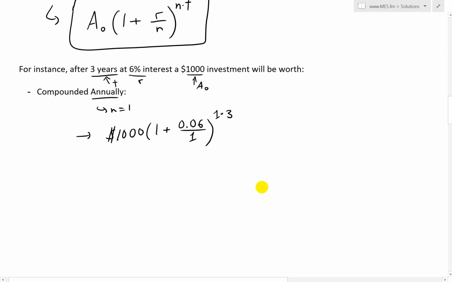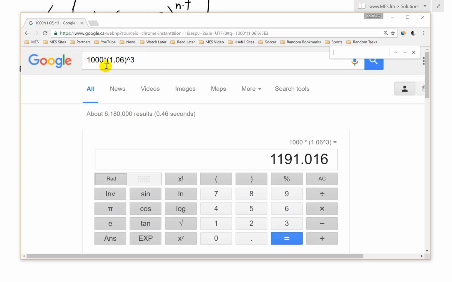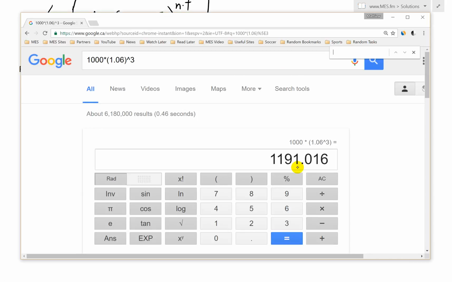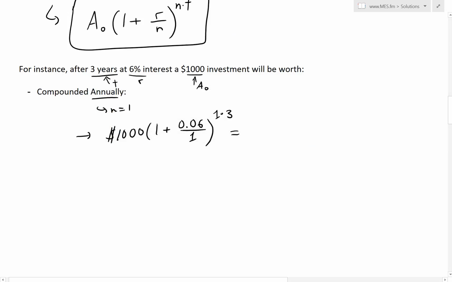So the ones don't do anything. If we put this in a calculator, 1000 times 1.06 to the power of 3 is 1191.016. That's the same thing we were dealing with before. This one here doesn't change anything, so 1 plus 0.06 is just 1.06. So this is roughly equal to $1191.02, rounded to two decimal places.